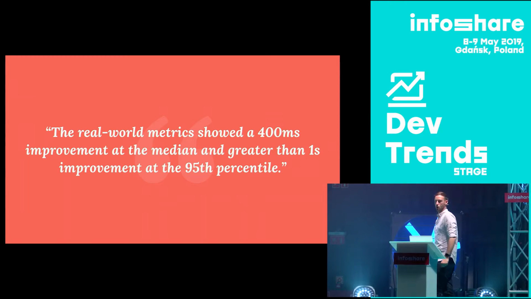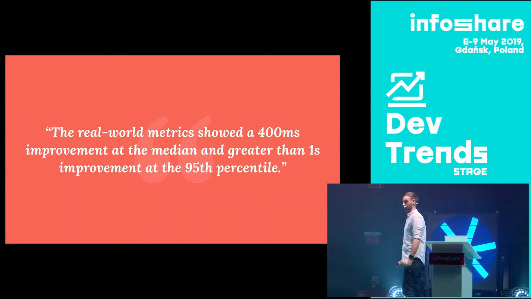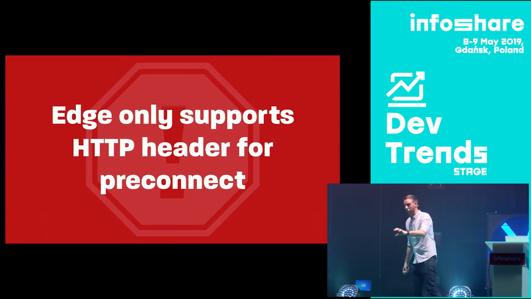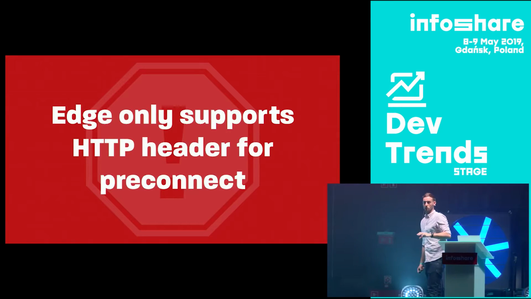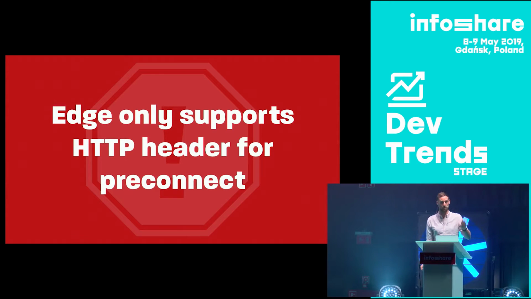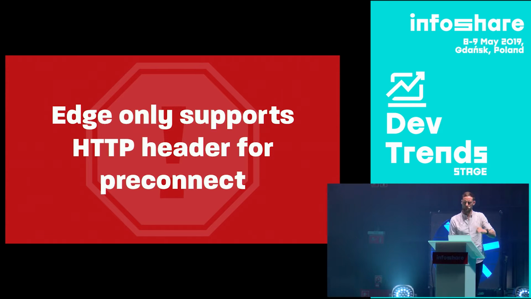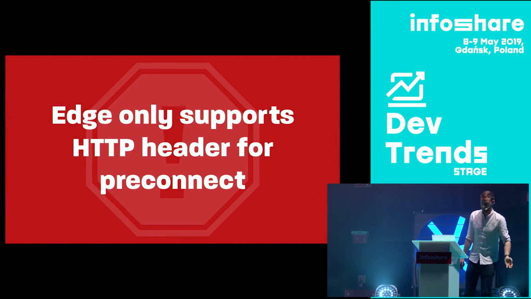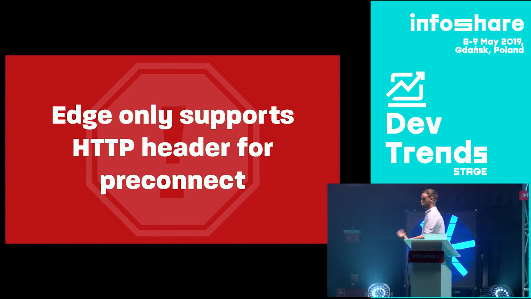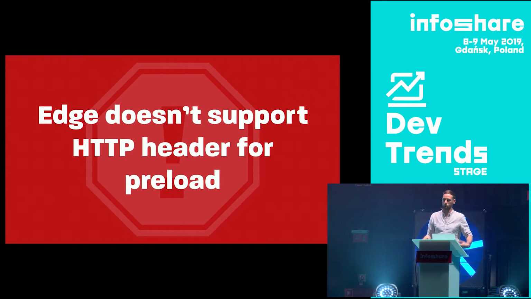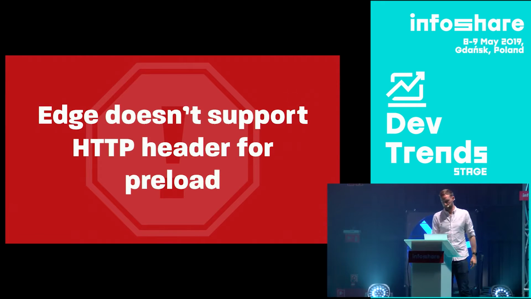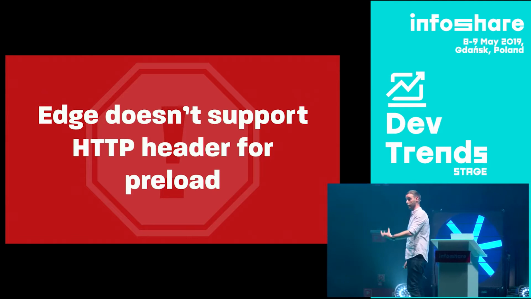The bad news is Edge only supports the HTTP header for preconnect, so you can't do the HTML preconnect. This is really annoying, because deploying HTTP headers is much, much harder than actually just writing a bit of HTML in the head tags. On the flip side, for some reason, Edge doesn't support HTTP headers for preload. This one doesn't bother me too much because we don't really need it as commonly. The last little tip is that we can generate these dynamically, and this is where it gets really interesting.